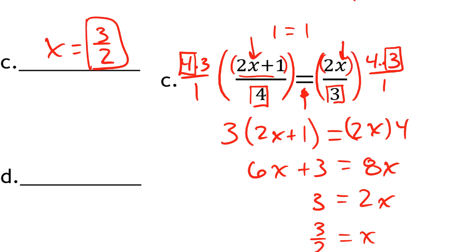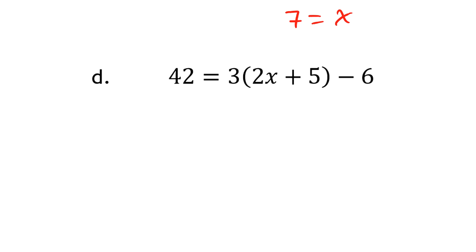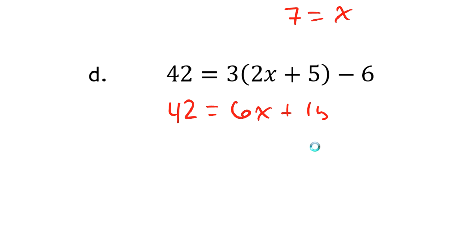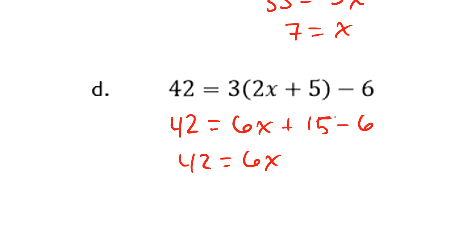And then finally, part D. I think this is probably a step backwards as compared to the previous problem. So we've got here 42, and then I'm going to rewrite this as 6 times x plus 15, and then minus 6. 42 equals 6 times x. And when I take the 15 and subtract 6, I get a plus 9. So that's 6x and then plus the number 9.